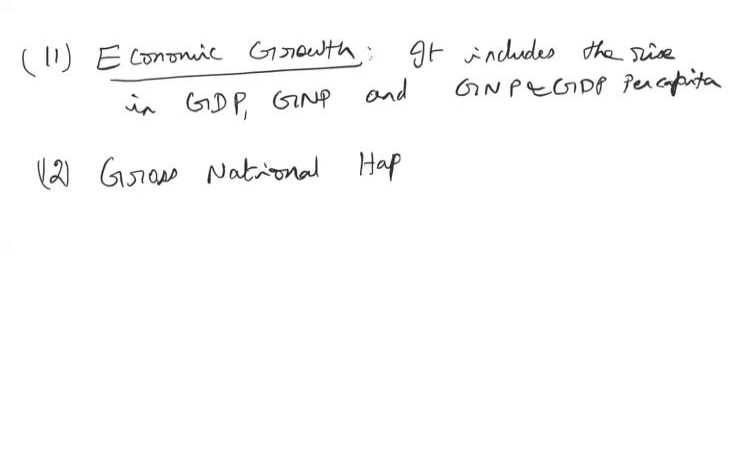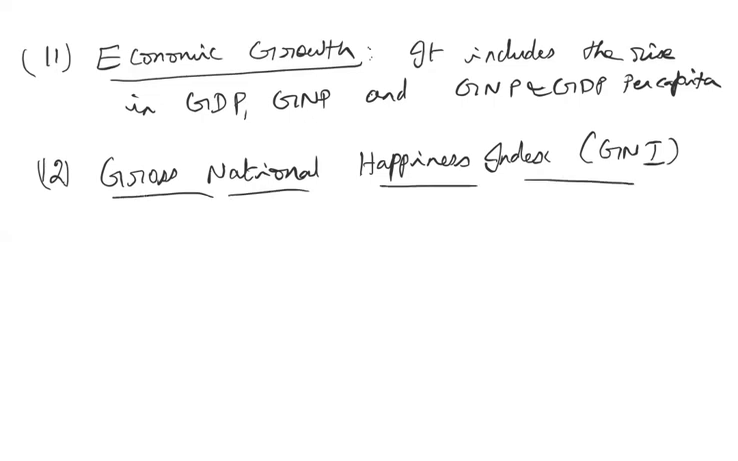happiness index. So this gross national happiness index was introduced by Bhutan in 1970. They are more concerned with preserving the environment and feeling happiness, the well-being of the people, than the economic or the national income or the per capita income.